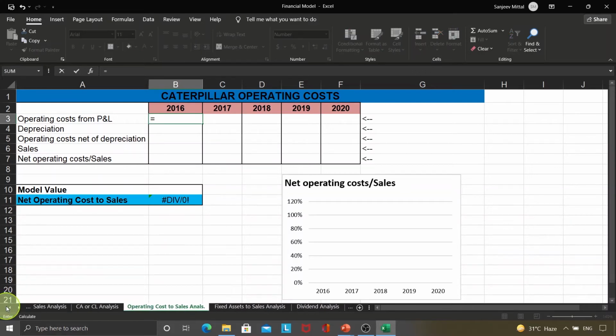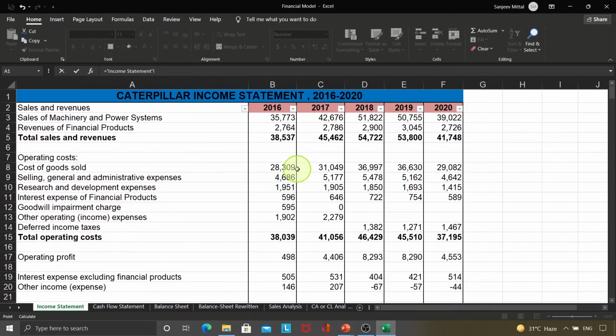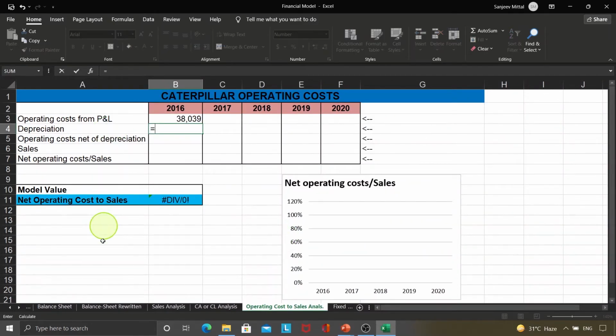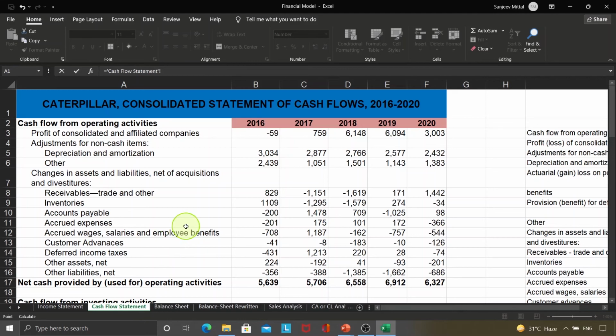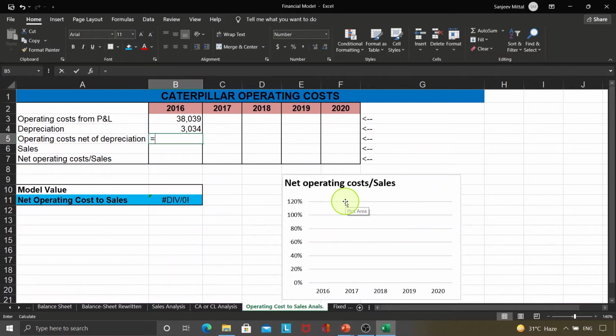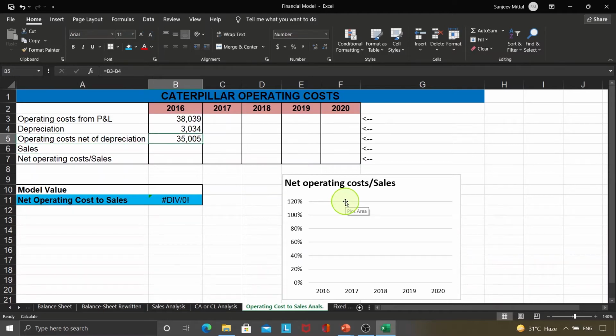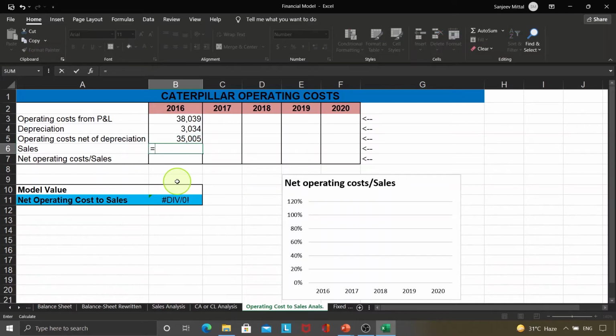If we go to our income statement, as you can see, inside our income statement, these are our operating costs. These all are our operating costs. So I shall select our total operating cost of 38,039 from here. After that, we need to write our depreciation, and the depreciation can be found inside the cash flow statement. So I go to cash flow statement, and inside the cash flow, we can see the depreciation. Once we reduce the depreciation from our operating cost, we will get our net operating cost or operating cost net of depreciation.